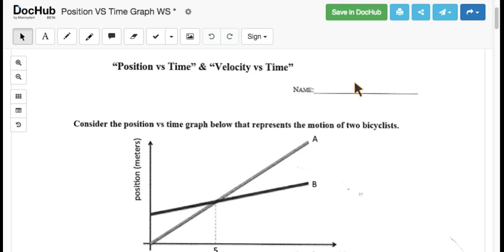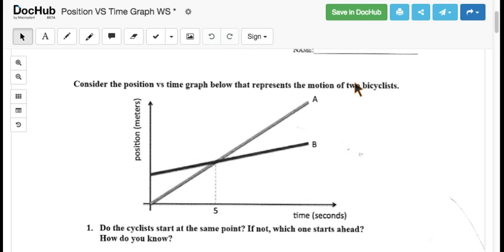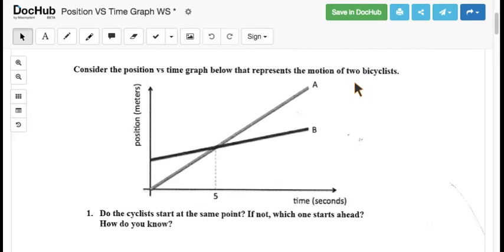All right, screencast on the position versus time and velocity versus time worksheet. Two things you need to try and think about when you do this worksheet. One is the graphing your motion lab that we did where you walked in front of the motion detectors. Think about what happened when you did those things and try to relate that to these questions.